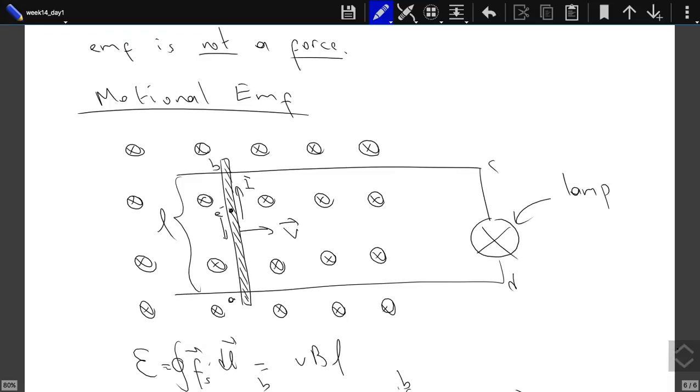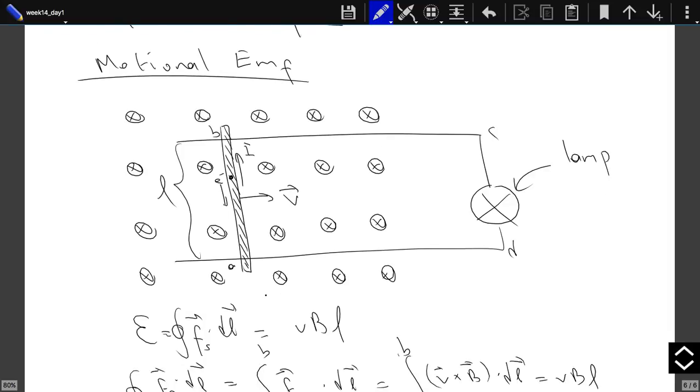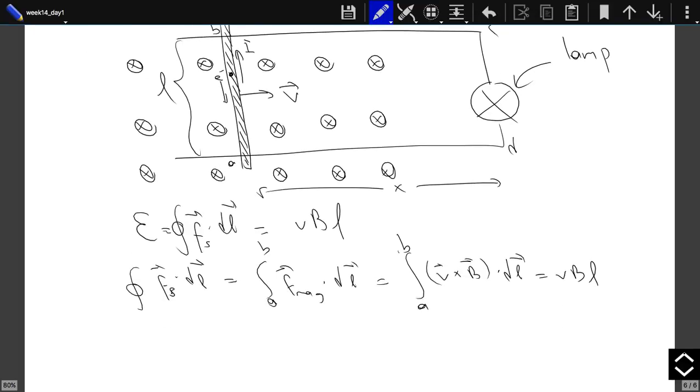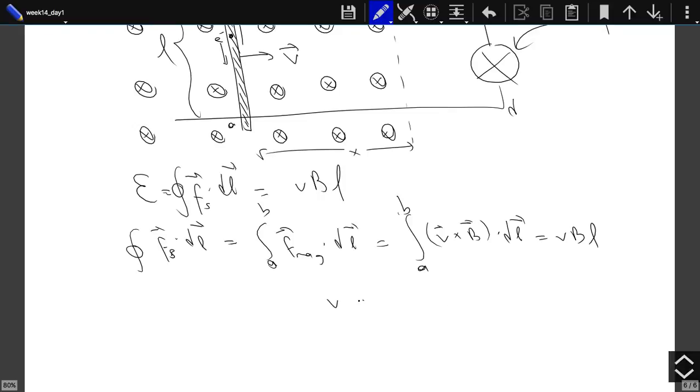We can write this in a different form. Let's say this distance is x. Then v is nothing but dx by dt. Plus or minus? Minus. Because if v is positive, then x is decreasing in time. That is, dx by dt is negative. So v is equal to minus dx by dt.